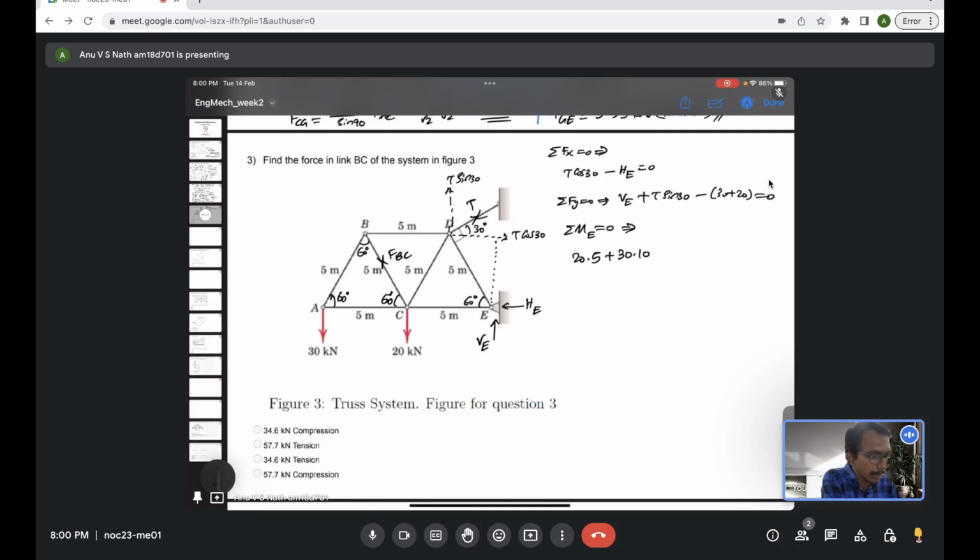It's actually this angle is 30, so it's actually 5 cos 30, and this is going to make a clockwise moment, so it is minus T cos 30 into 5 cos 30.